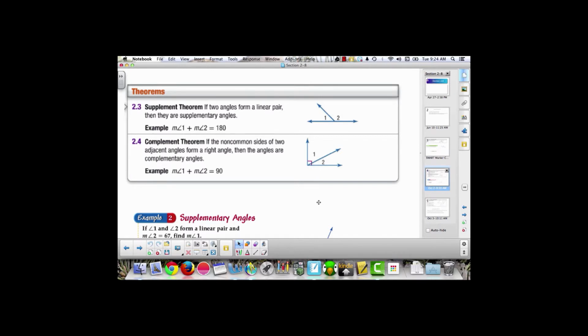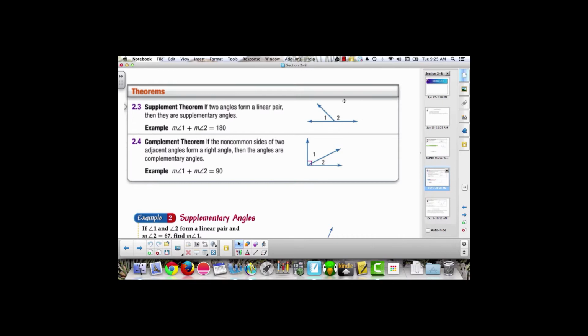Okay, now we're going to talk about two theorems that we're not going to prove, but that we talked about earlier when we looked at the vocabulary words supplementary and complementary. Remember, supplementary angles are two angles whose measures add up to 180. Those two angles do not have to be adjacent, but the supplement theorem tells us that if they are adjacent and therefore form a linear pair, they must be supplementary.